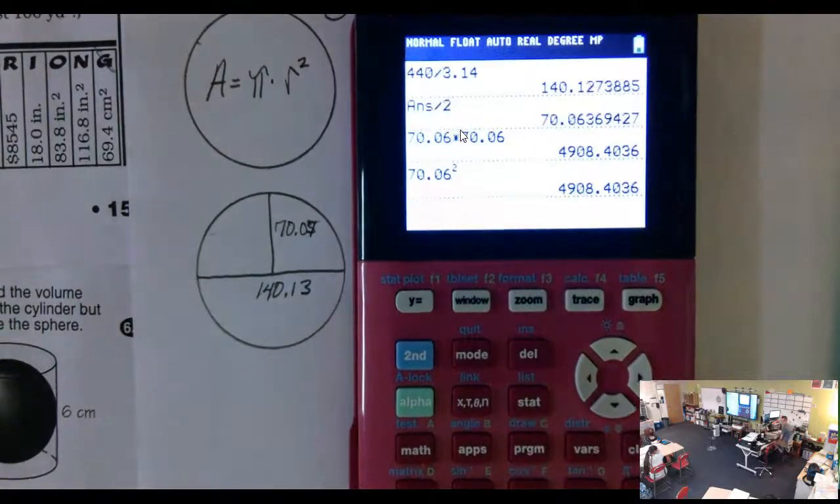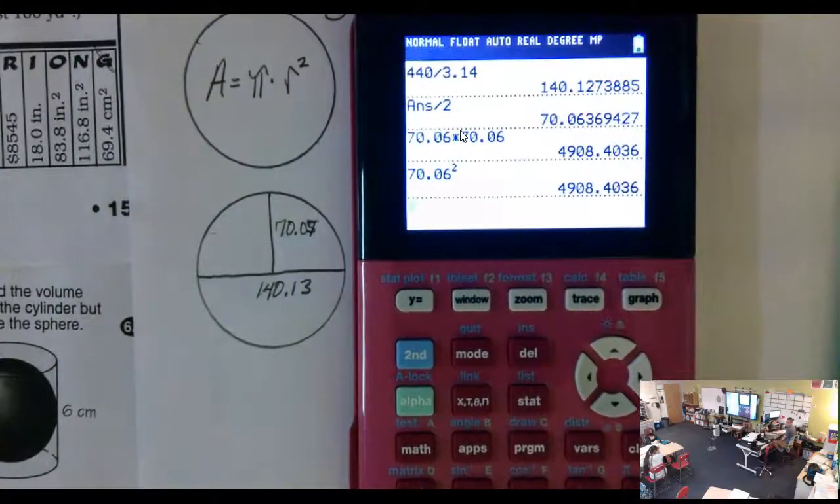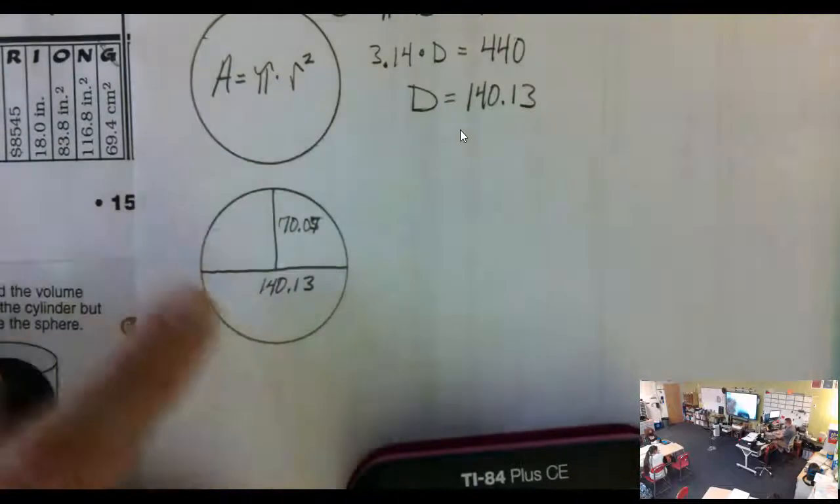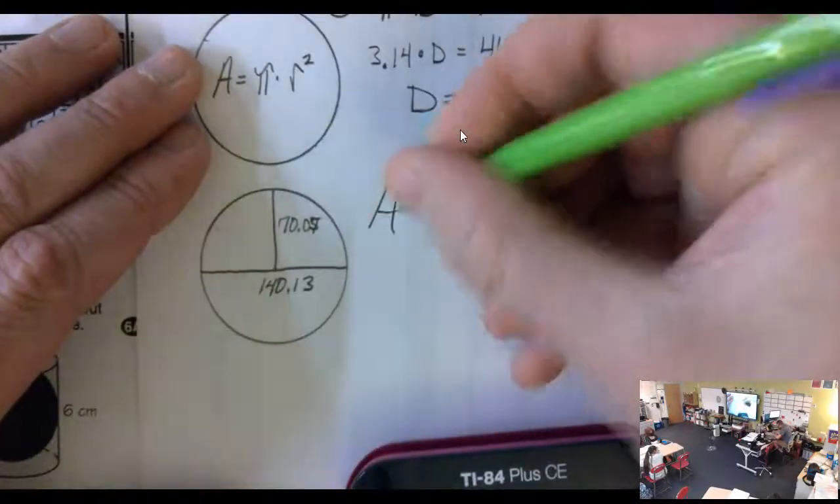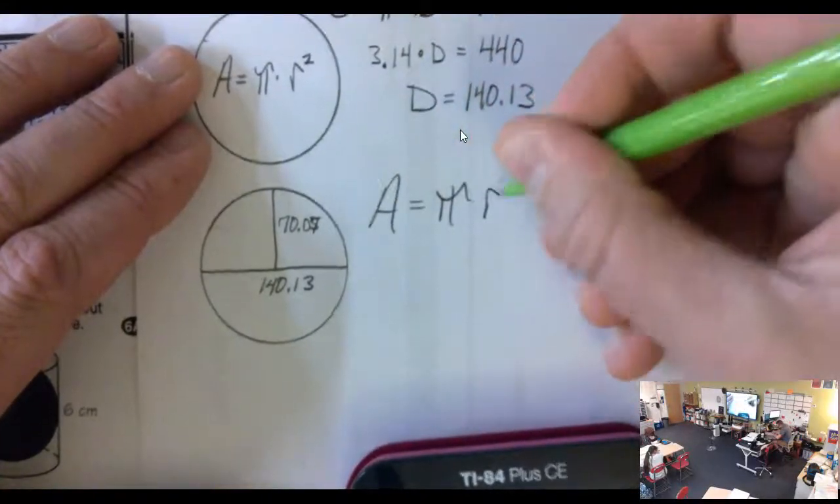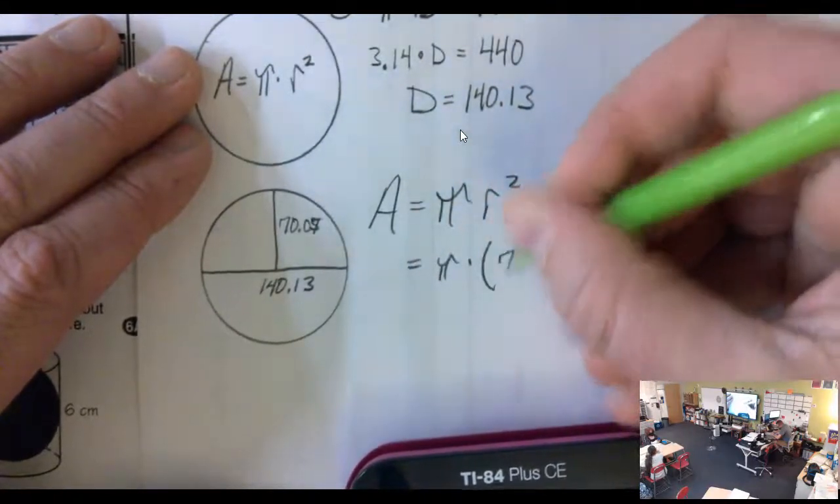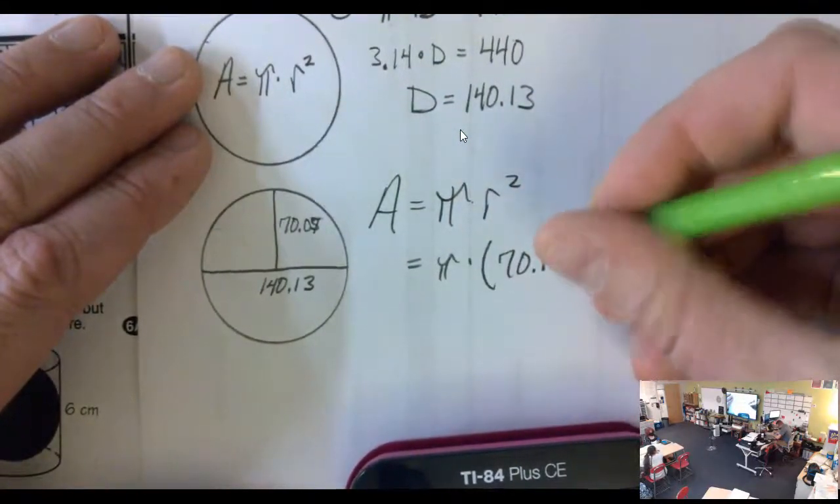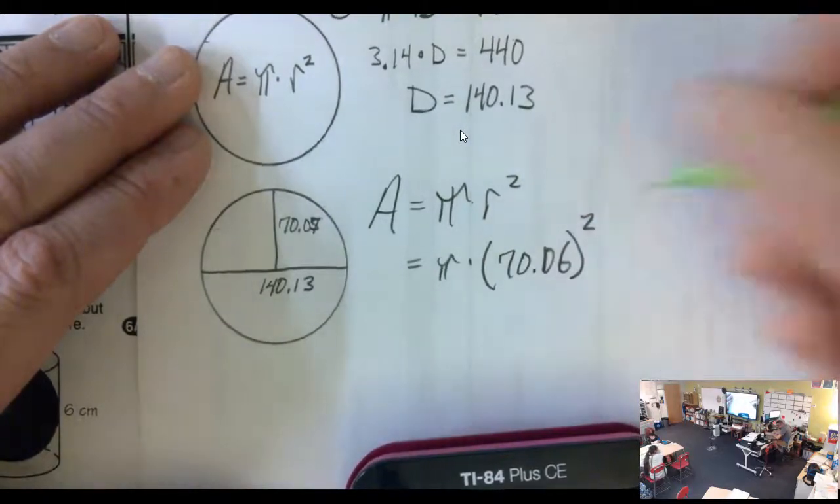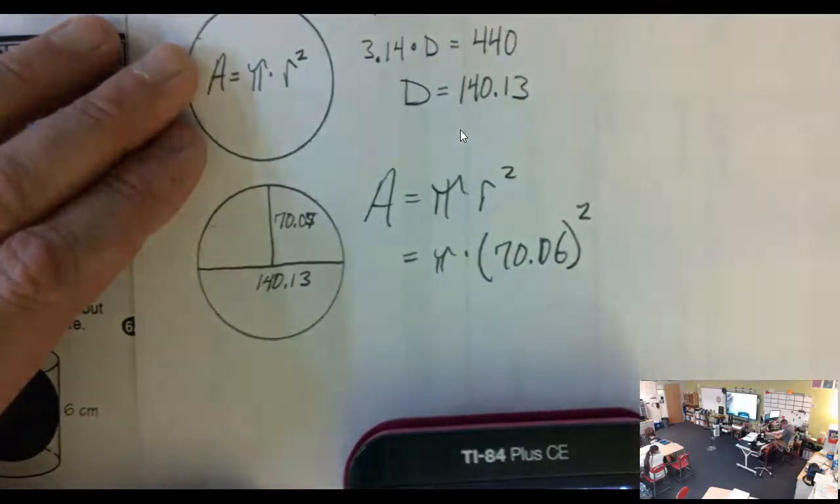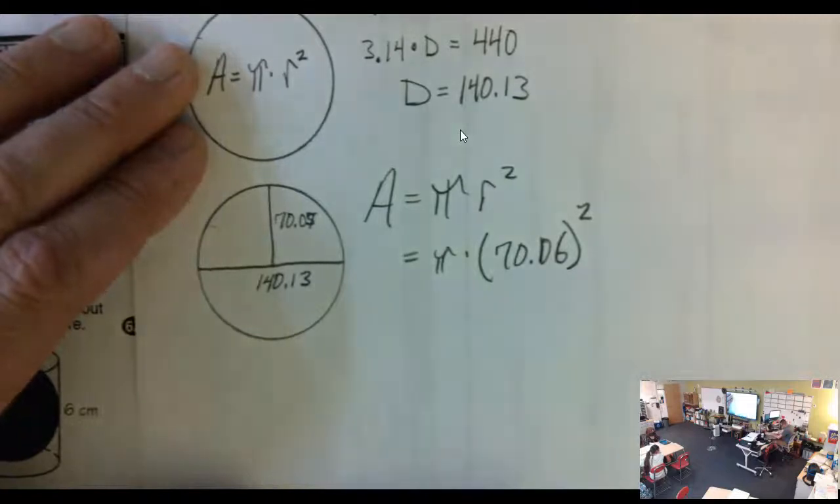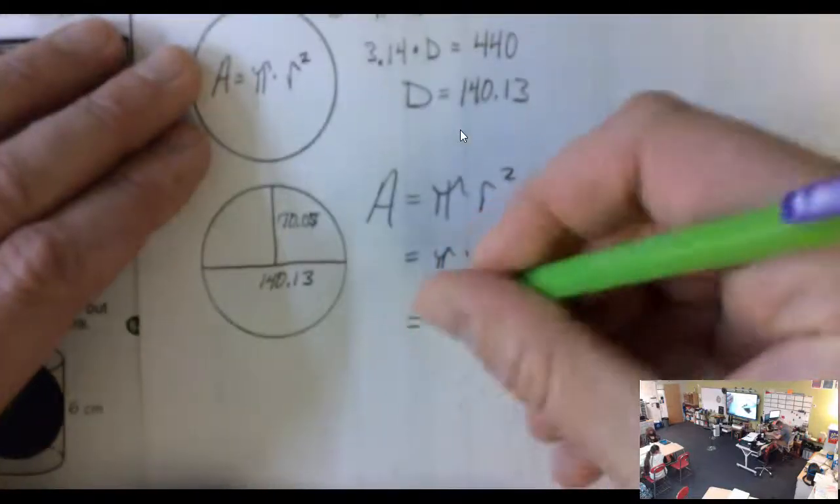But that's just radius squared. What do I do now? I still need times pi, because area is pi times radius squared. Yeah, 15,412.